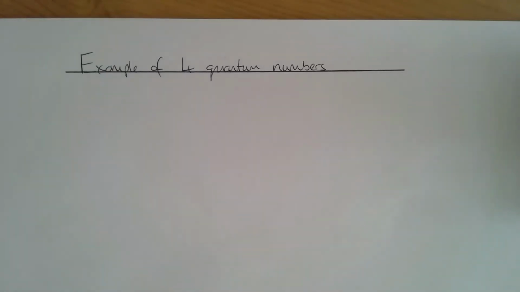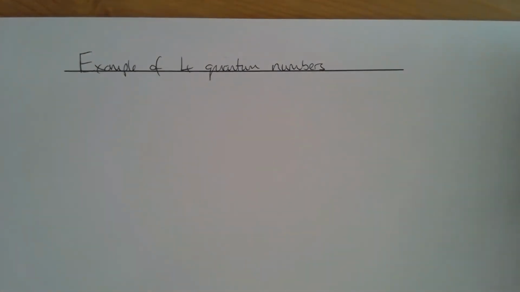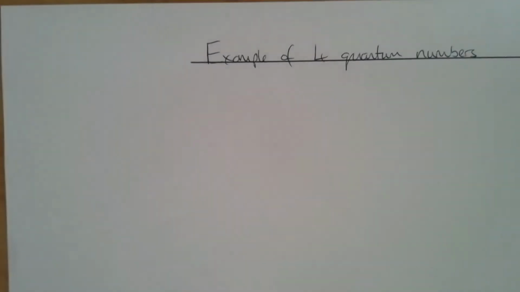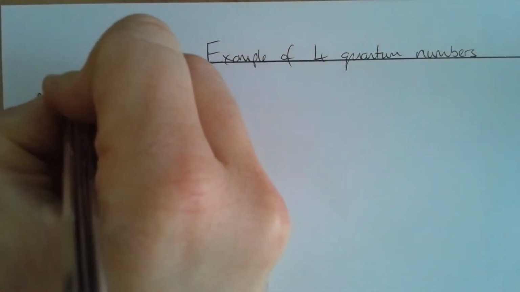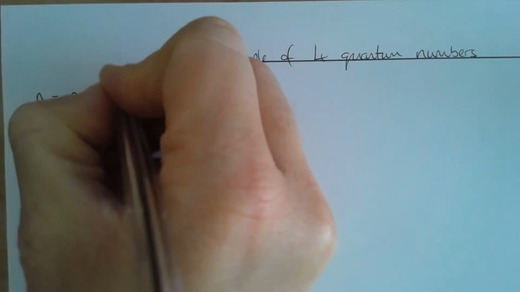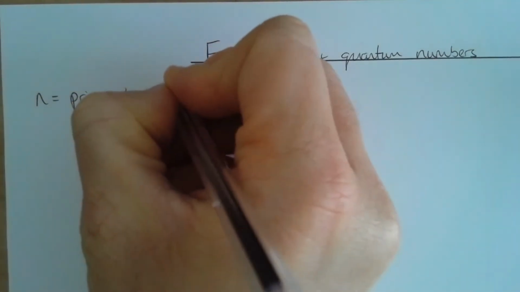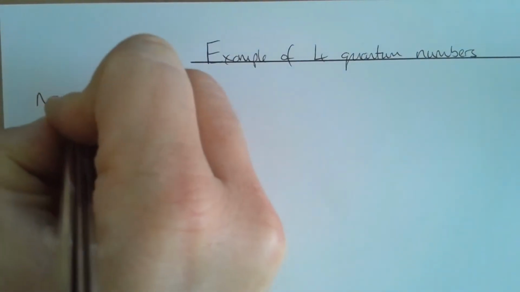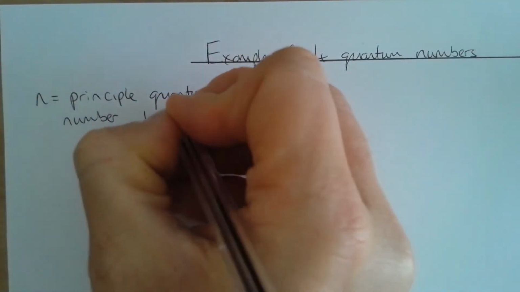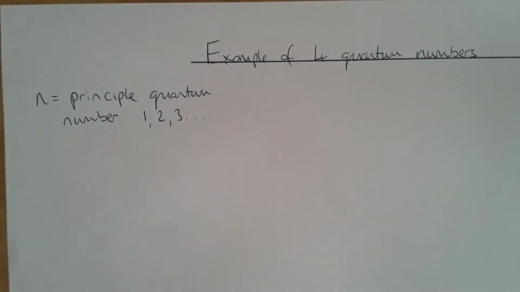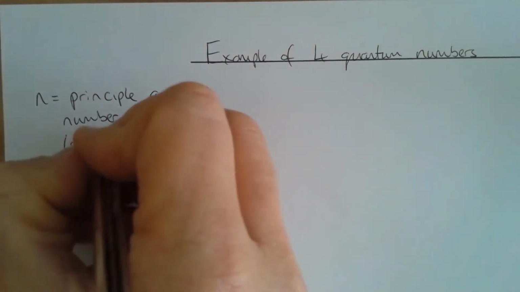This is the follow-up video looking at applying our understanding of the 4 different quantum numbers. Before we start, I just wanted to remind us of our 4 different quantum numbers. The first one we need to remember is that n is the principal quantum number, and that can have positive integer values 1, 2, 3, etc. That is effectively what we've called the shell number.